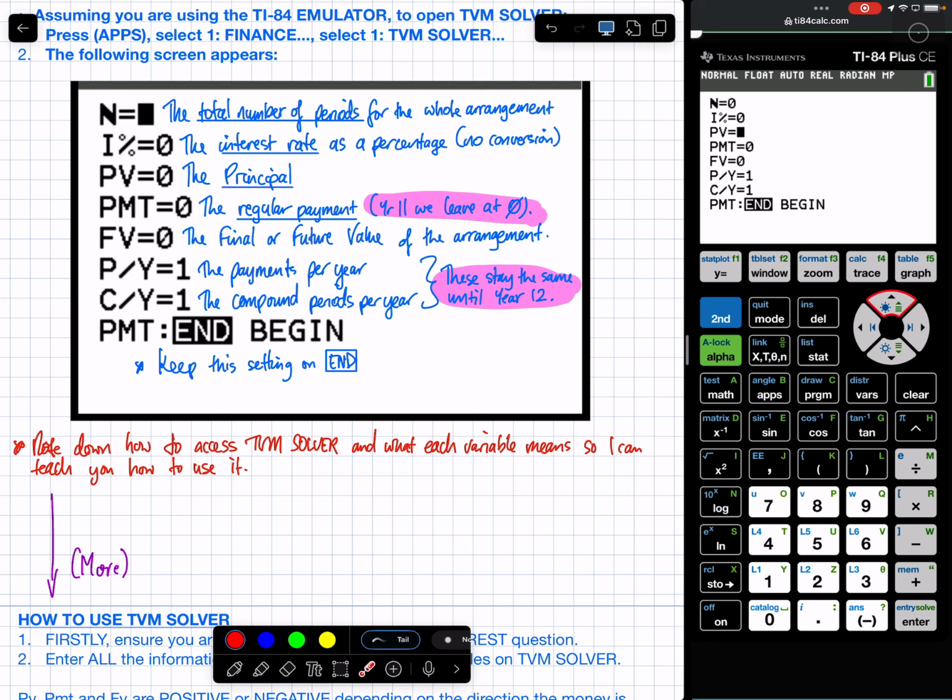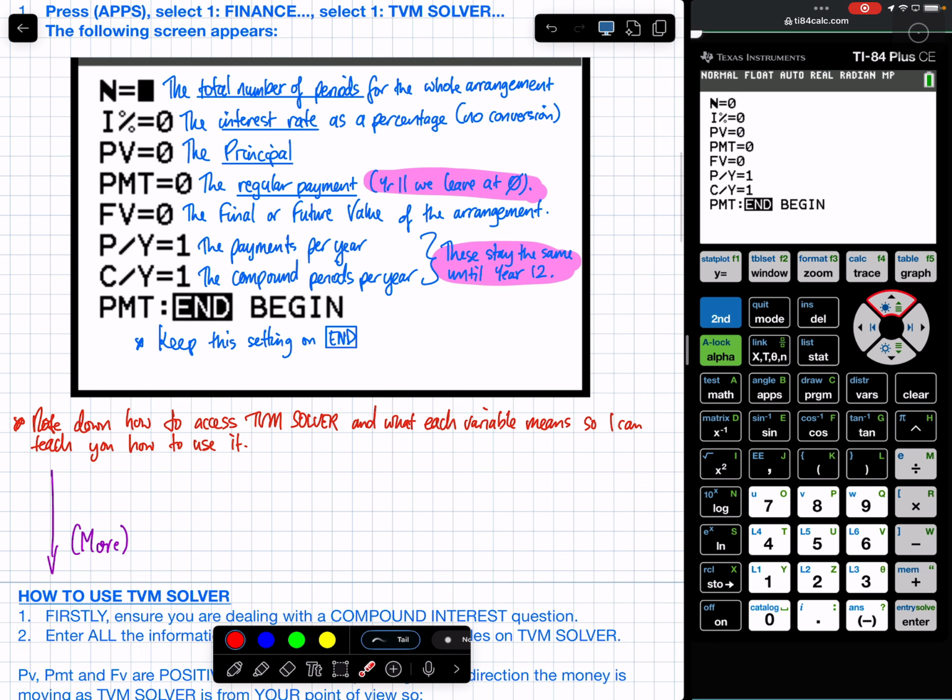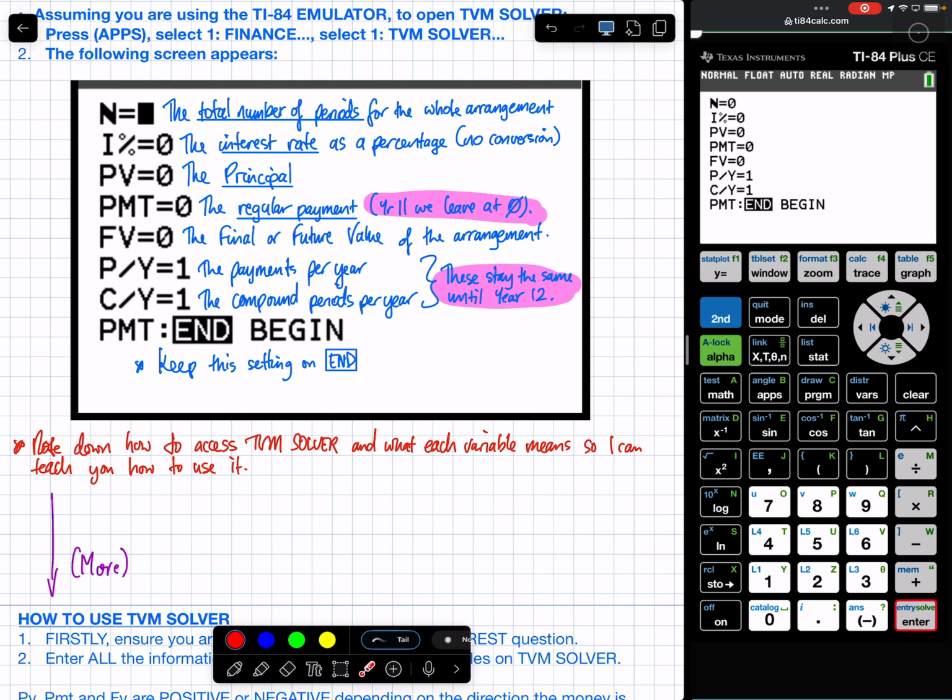There's a lot of scaffolding, there's a lot of setup for this. But if you're explained properly how TVM Solver works, it makes compound interest questions like lightning. You can answer them straight away. You don't need to do any maths with a calculator. You just chuck it into TVM Solver. So can you note down how to access TVM Solver? You press Apps, Finance, TVM Solver. And that little window shows you what all the variables mean.